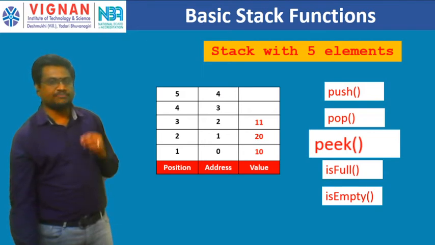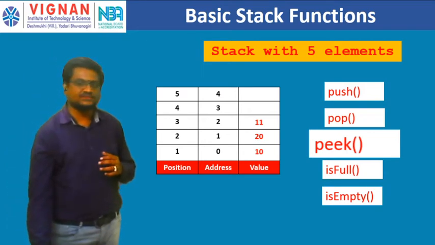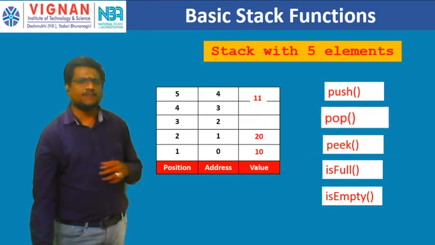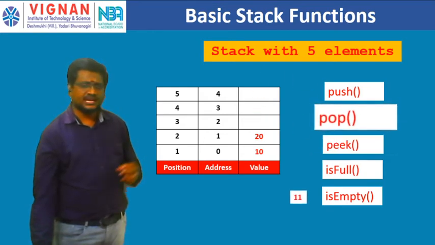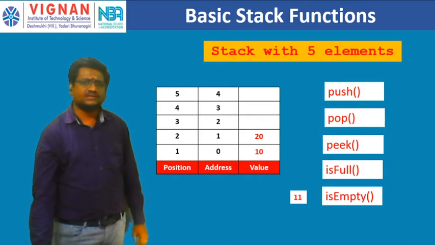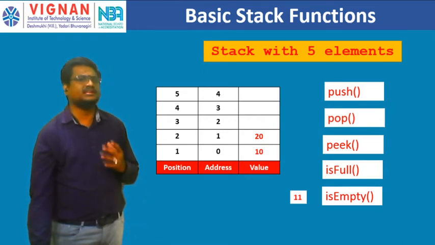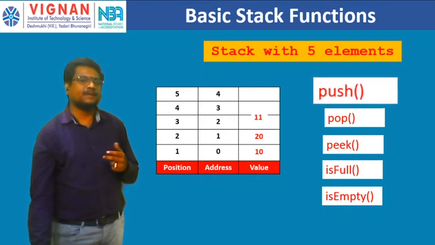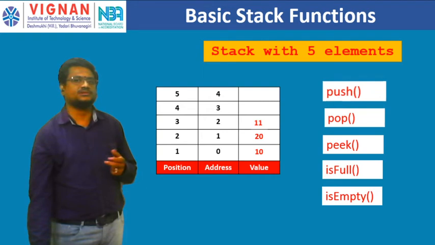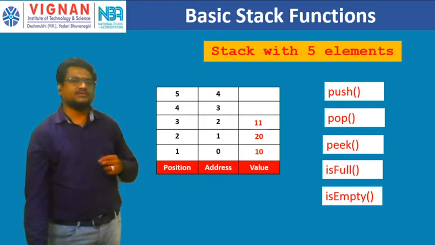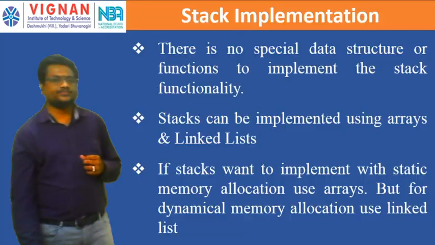So if I perform the peak, first what will it do? It will perform the top. First it will delete and display whatever the value is at the top. Next, I don't want to delete the element from the stack, so immediately it will apply the push operation. So the combination of pop and push becomes a peak.